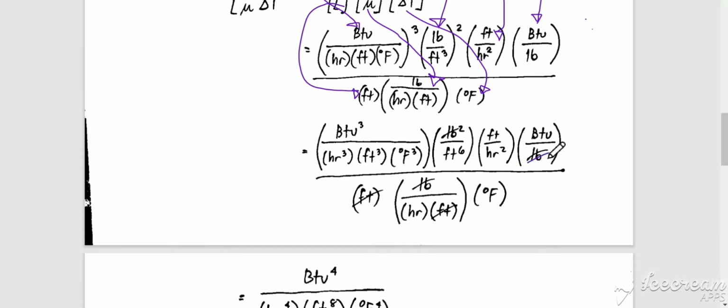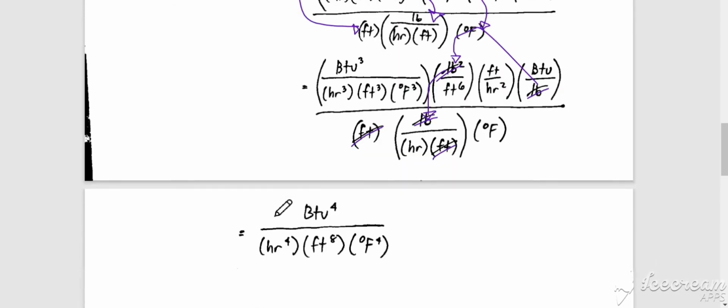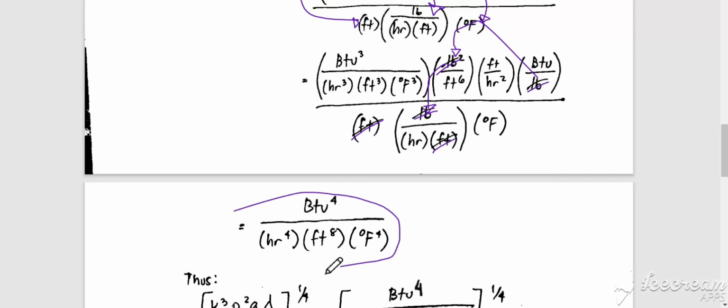This pound was cancelled because it was divided by the pound squared here. And that left us with a pound. However, it will also cancel out since we have another pound here. Same goes with the feet that is to be divided by another feet here. Now, since we have certain units cancelled out, we were only left with this unit.